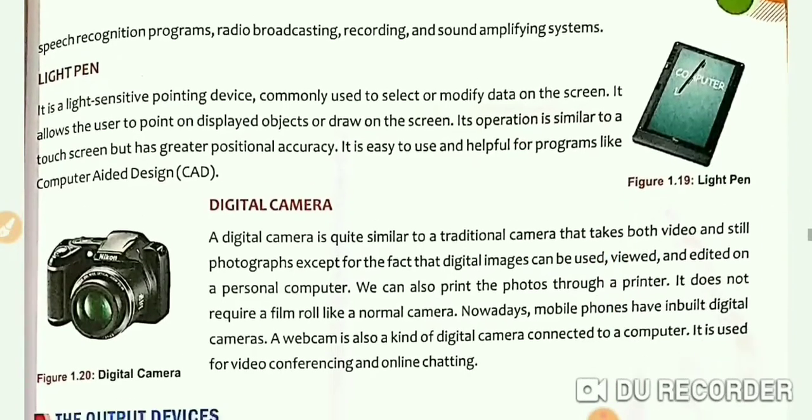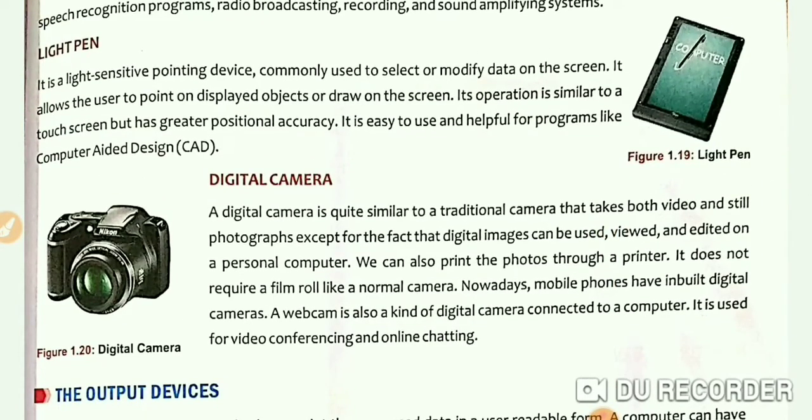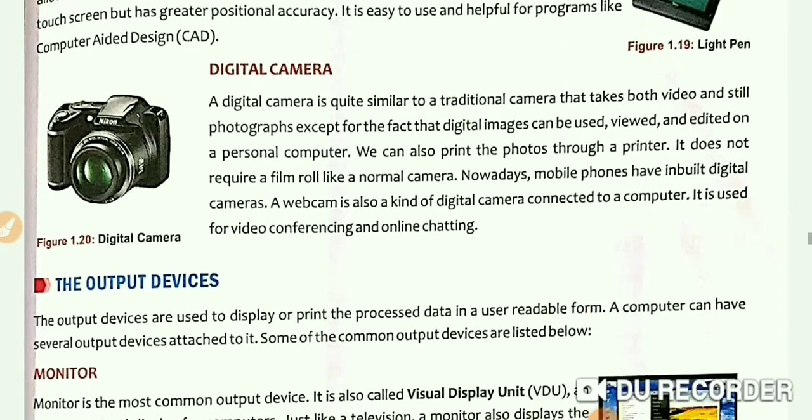Okay, the next one is light pen. It is a light sensitive pointing device commonly used to select or modify data on the screen. It allows the user to point on displayed objects or draw on the screen. And its operation is similar to a touch screen but has greater positional accuracy. It's easy to use and helpful for programs like CAD, that is computer aided design.